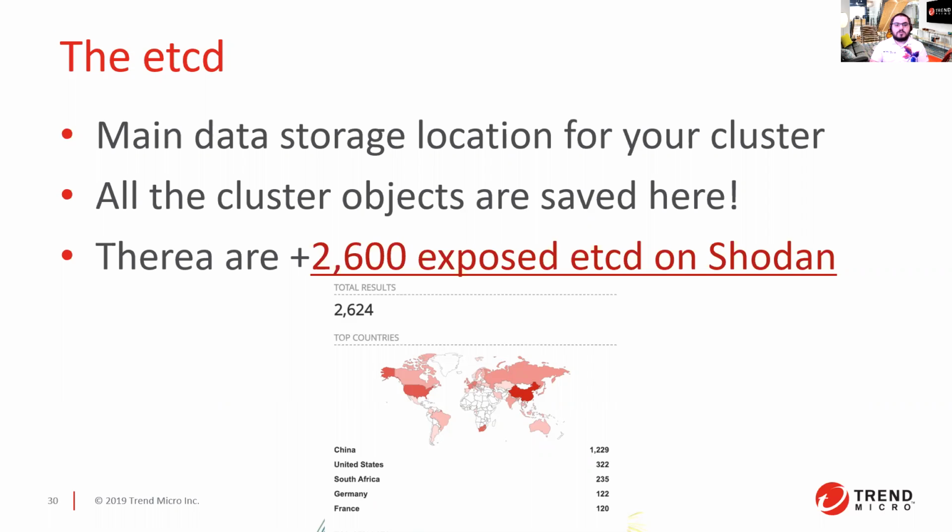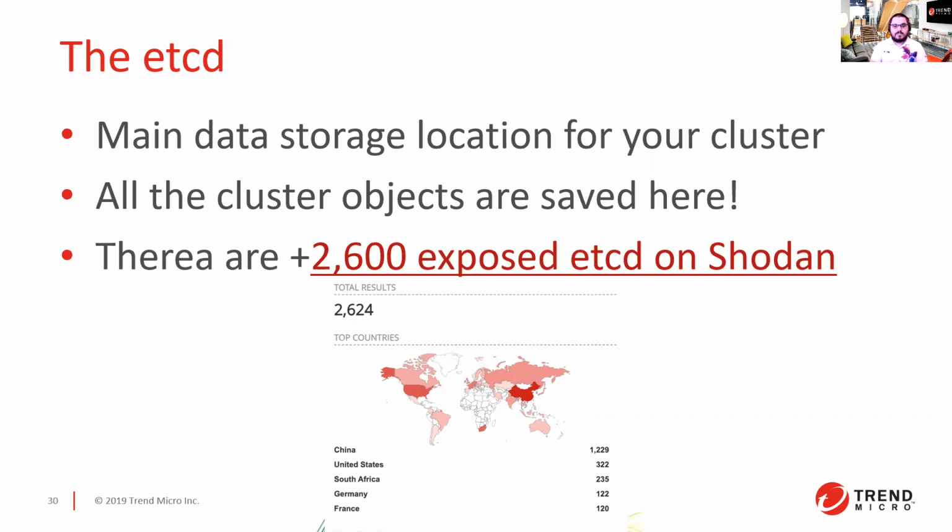etcd, as I mentioned before, is the main data storage for your cluster. All the cluster objects are saved here. And we've identified that there are 2,600 exposed etcd on Shodan today. This is a recent search. Just be aware that if your etcd is exposed, it also has an API that you can interact with. And if an attacker has access to the etcd, they basically can do anything on your cluster.